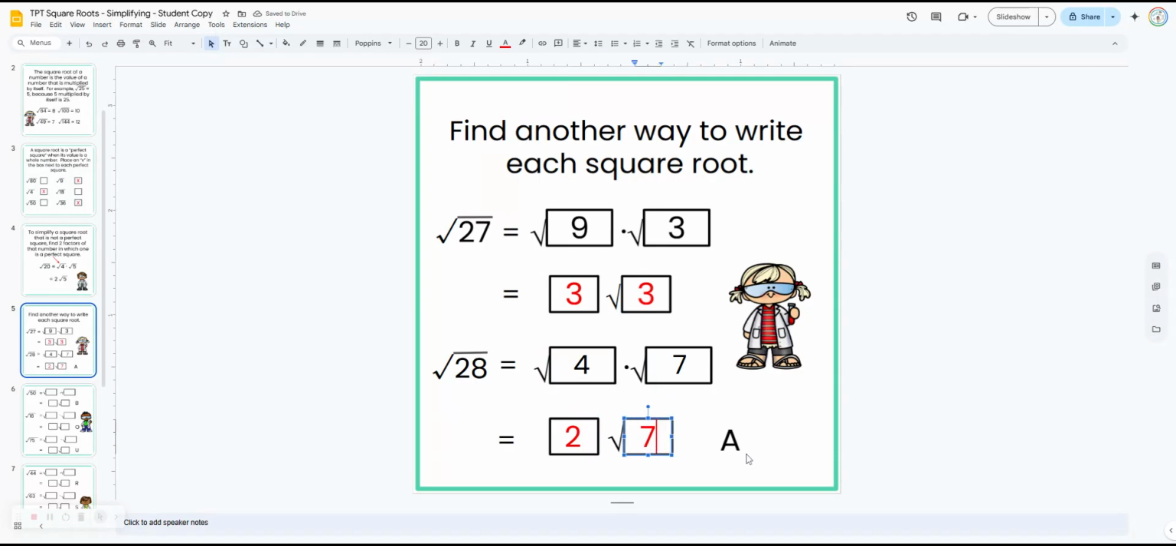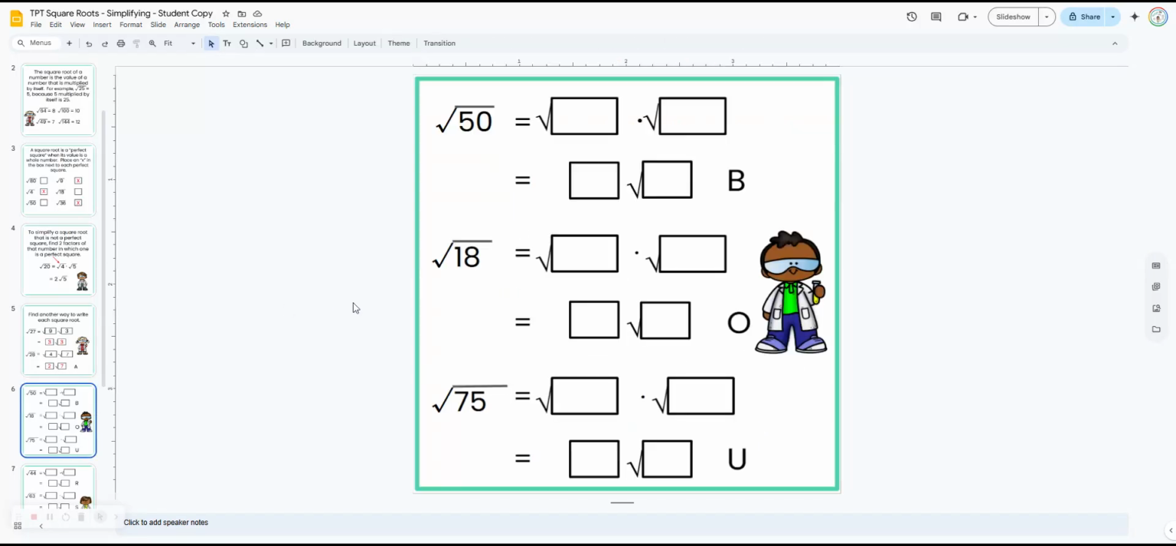And you'll notice that all of these have a large letter next to the answer. We're going to match these together on the final slide to solve a riddle. So here, square root of 50, I can take the square root of 25, which is a perfect square, times square root of 2. 25 times 2 gives me 50. Now I can take the square root of 25, which is 5, and then just multiply it times the square root of 2. We're going to match these to this answer to the letter B.